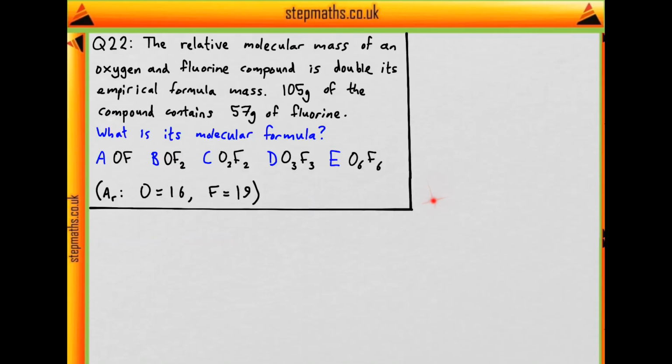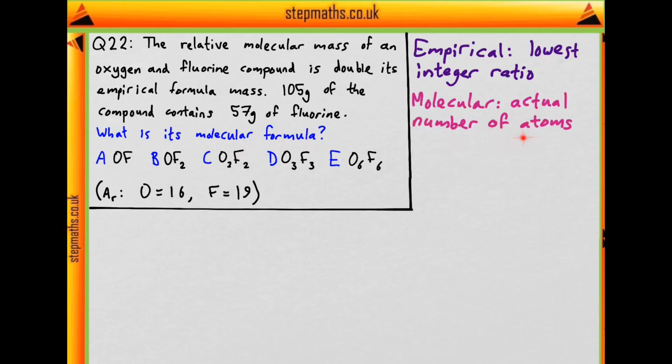So before we start, we need to make sure we know what all these terms mean in the question. So firstly, what's the empirical formula? We know that's the lowest integer ratio of atoms in the molecule. And secondly, what's the molecular formula? We know that's the actual number of atoms in the formula, or of each atom. So how should we tackle this question?